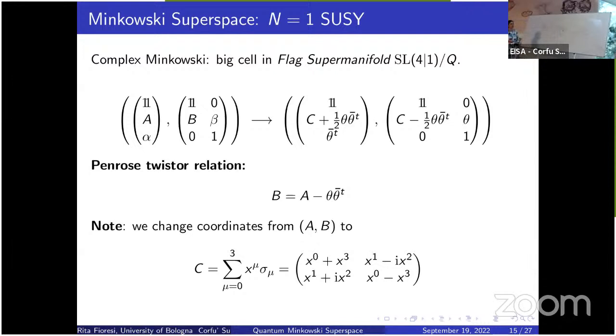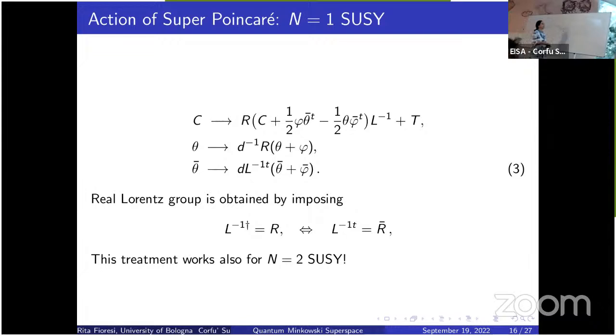Now we express it this way to change coordinates, and then we constructed the action of the super Poincaré. I didn't write it, but this is the coordinates for the super Minkowski, and then you go to the action of the Poincaré translation and so on. You can write a lot of formulas, and we get a real Lorentz by imposing these conditions.